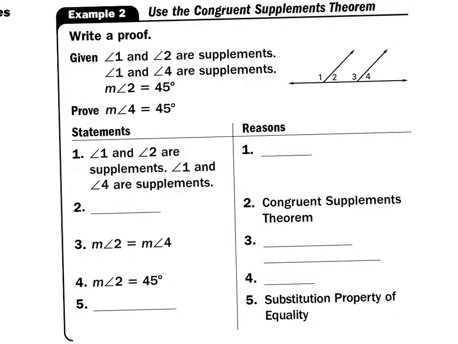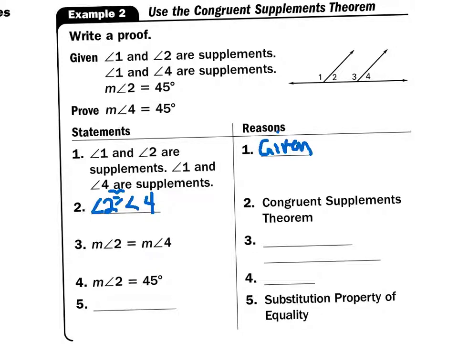Okay, let's use this in a proof. So, given 1 and 2 are supplements, 1 and 4 are supplements, and the measure of angle 2 is 45. Let's prove that the measure of angle 4 also equals 45. Well, 1 and 2 are supplements, 1 and 4 are supplements, and that is because they are given. Now, what does that mean? That means that we can say that angle 2 and angle 4 are congruent, because of the congruent supplements theorem.